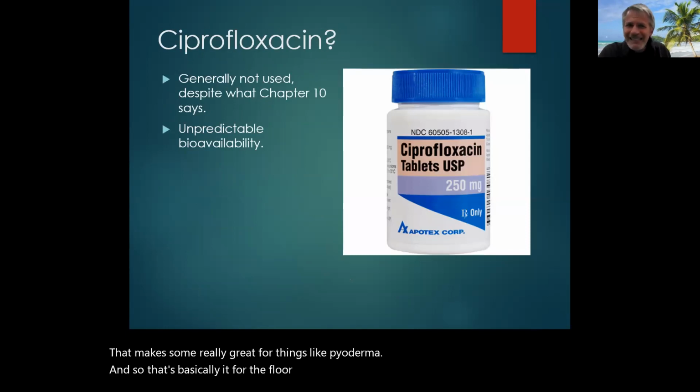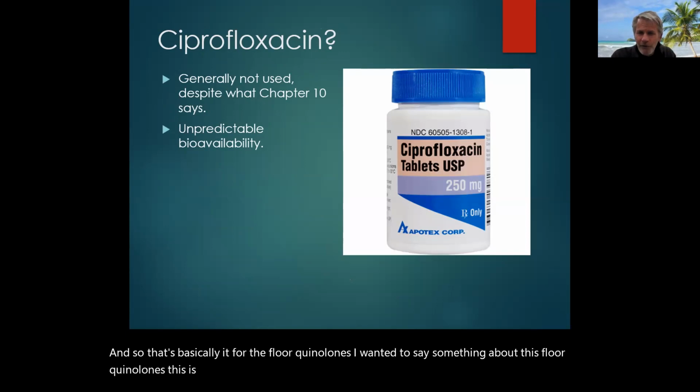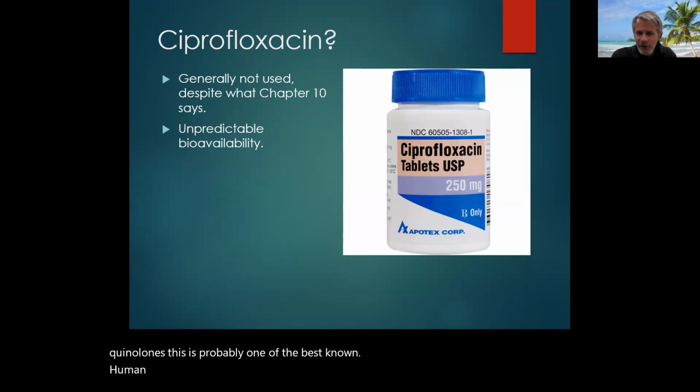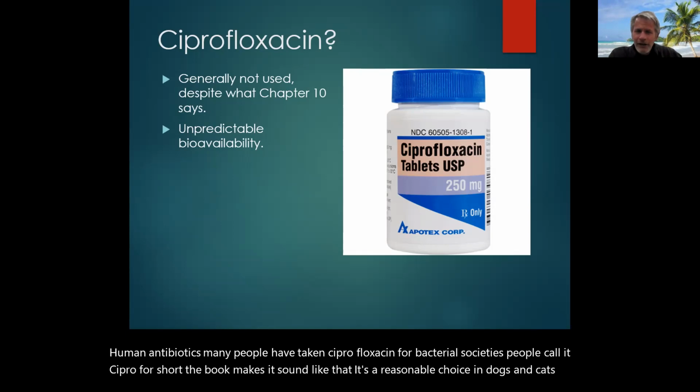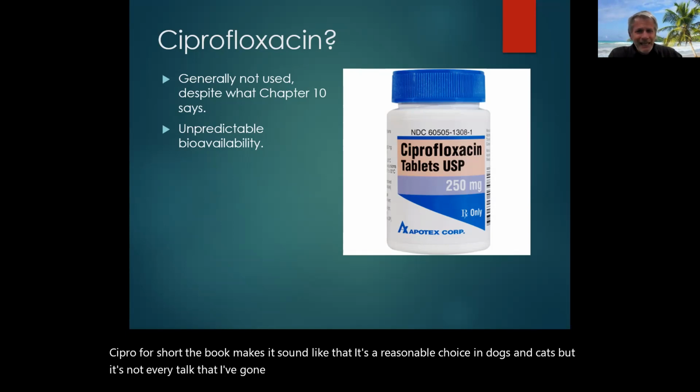I wanted to say something about this fluoroquinolone. This is probably one of the best known human antibiotics. Many people have taken ciprofloxacin for bacterial cystitis. People call it Cipro for short. The book makes it sound like it's a reasonable choice in dogs and cats, but it's not. Every talk that I've gone to has said it's kind of a last resort. It's really cheap. That's why we might consider it.